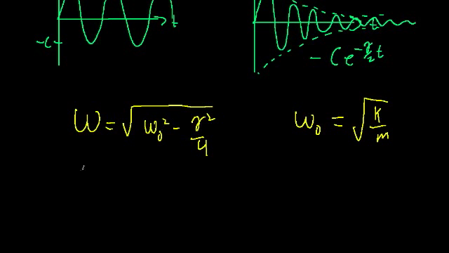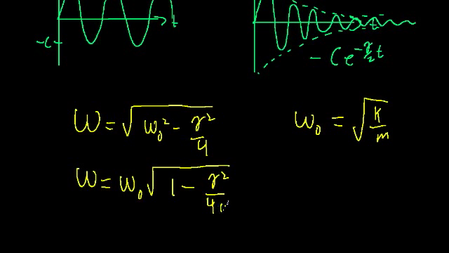Essentially, we can look at that more directly by factoring out an omega naught squared from under the square root. So we get that omega is equal to omega naught times the square root of 1 minus gamma squared over 4 omega naught squared. And the reason why I want to put it in this form is it's much easier to see that here we have a term that's squared, so this is going to be positive. Here we have another term that's squared, so this is going to be positive. So this entire term is going to be positive.